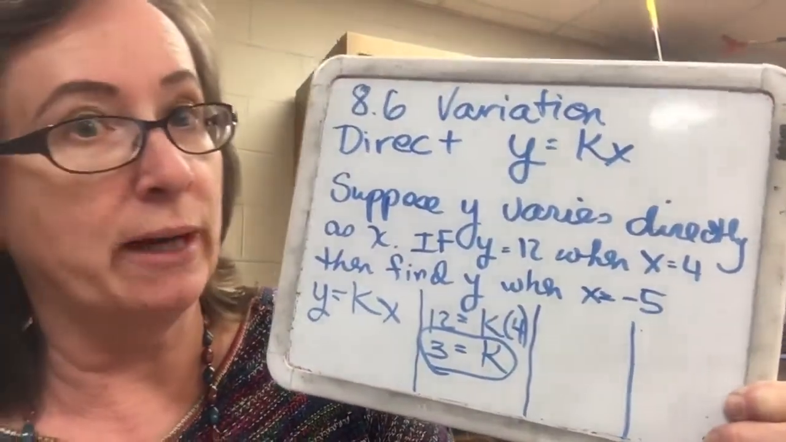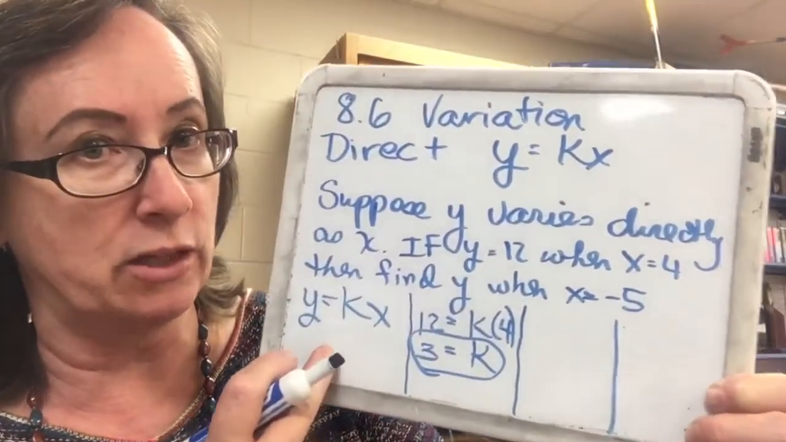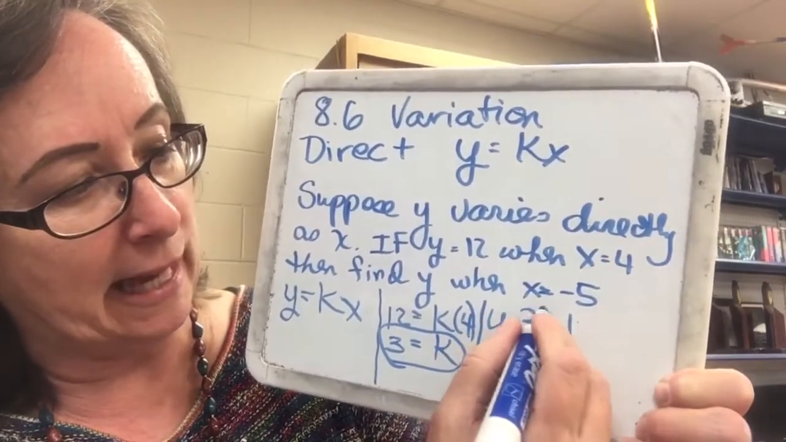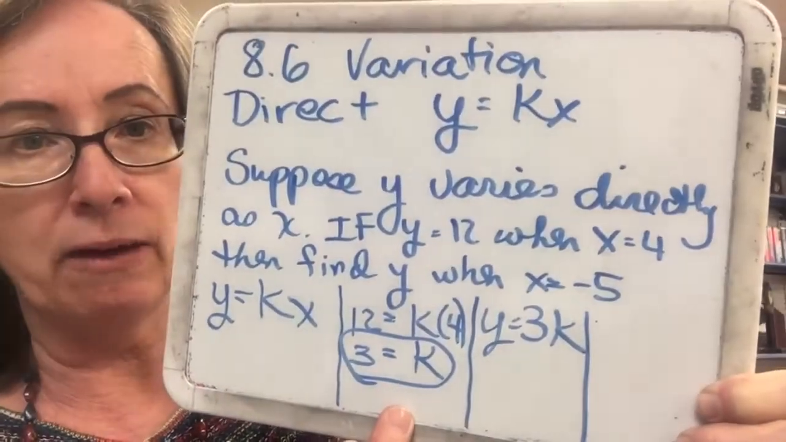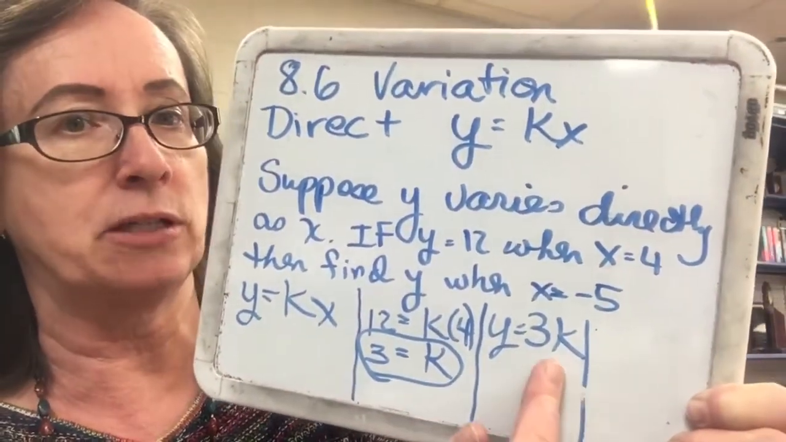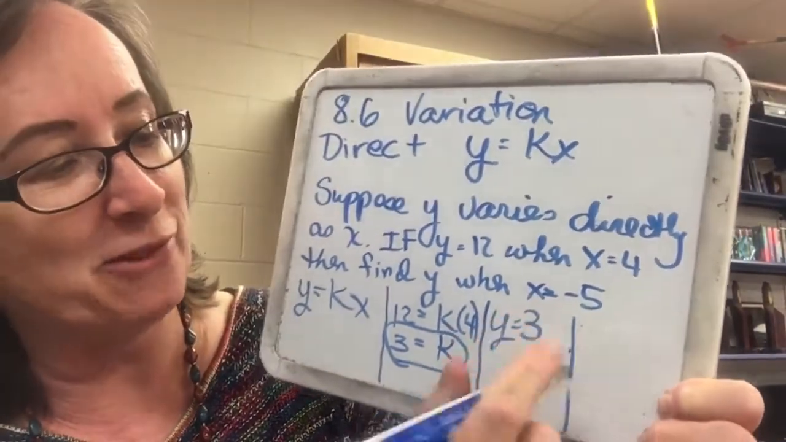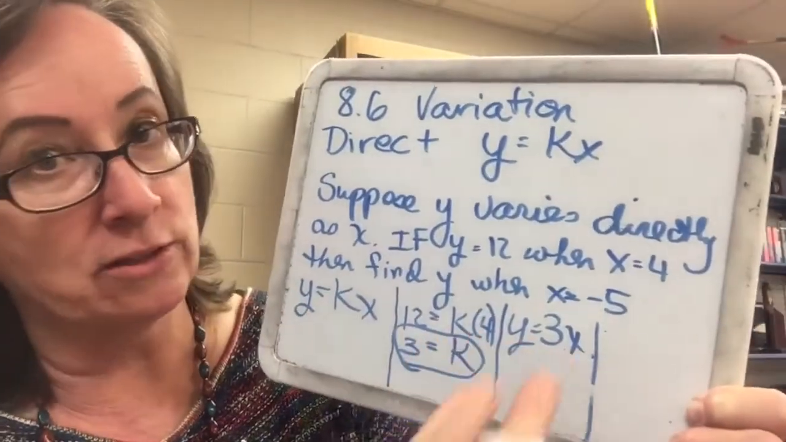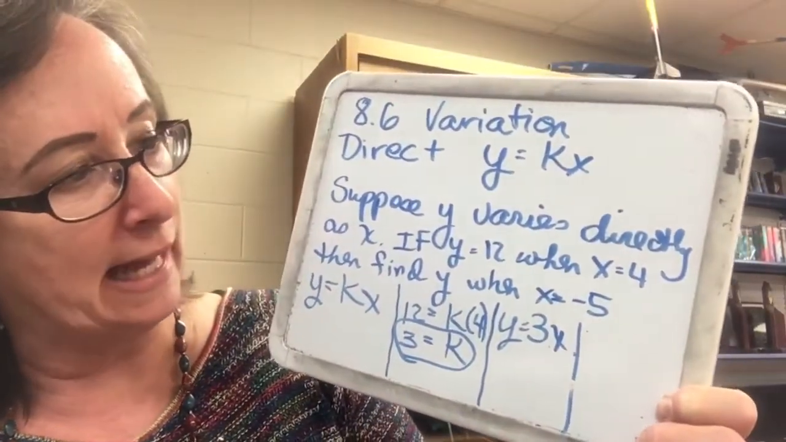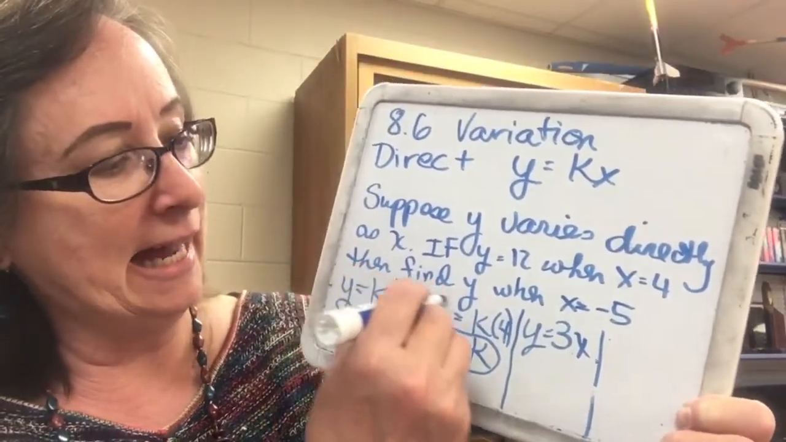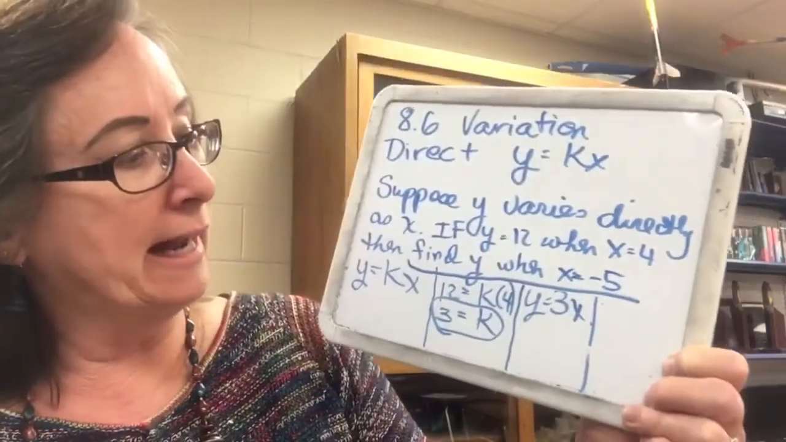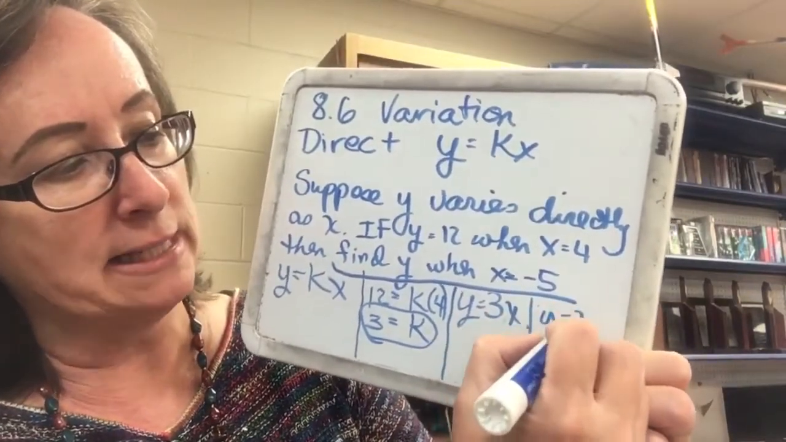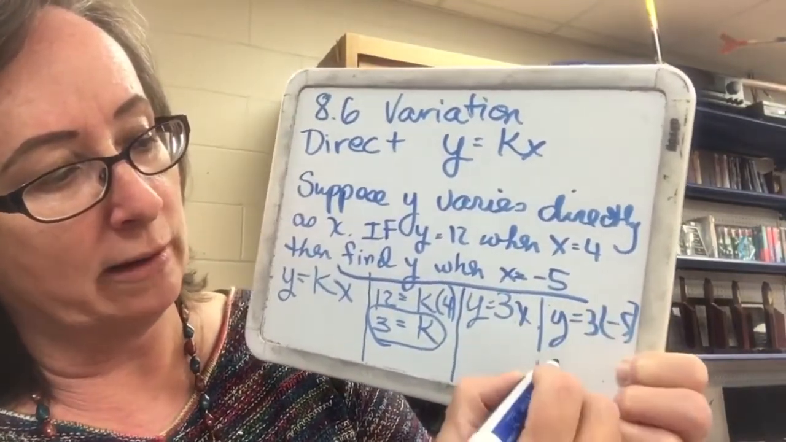Then I re-express my original equation with the new k in it. So this little step is y is 3x. Since I found that k was 3, I'm going to substitute the 3 for the k, not the x. So y is kx, y is 3x. I substitute the 3 in for the k. And then lastly, I answer a question. Find y when x is -5. So y is 3 times -5, or -15.